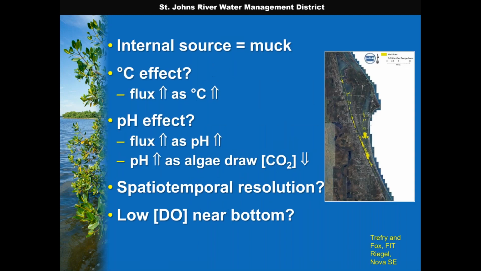Another internal source that we've been dealing with for a long time, as it were, is what has become known as muck, which is fine sediments. It's really only got about 10% organic matter, but that's higher than the typical sandier sediments in the lagoon.